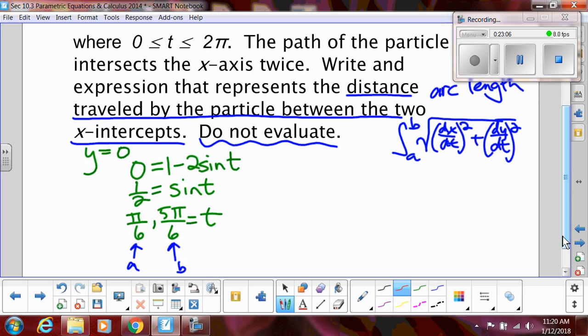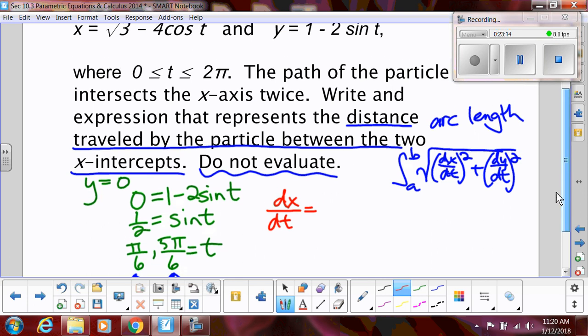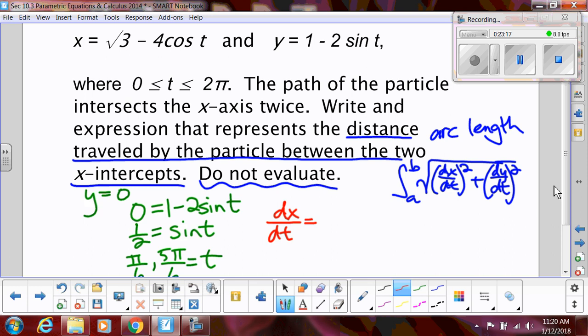Now we need the dx dt and the dy dt. So dx dt, if we go look back at our x parameter, the derivative of the square root of 3 is constant, so we're just going to have our negative 4 cosine of t. Remember, it's a negative sign, so that becomes positive 4 sine of t. And then our dy dt, the 1 is constant, so then I'm just going to have 2 cosine of t.